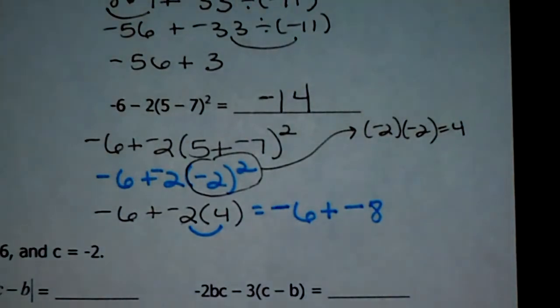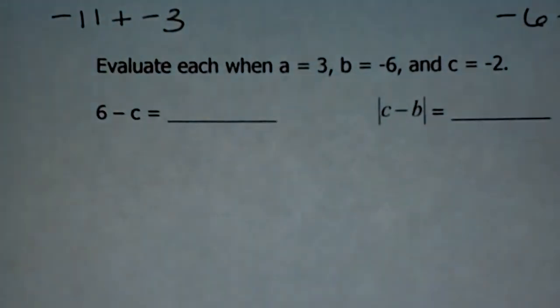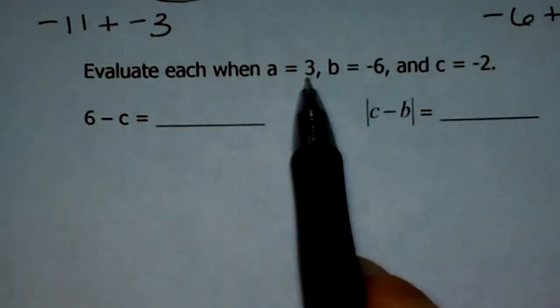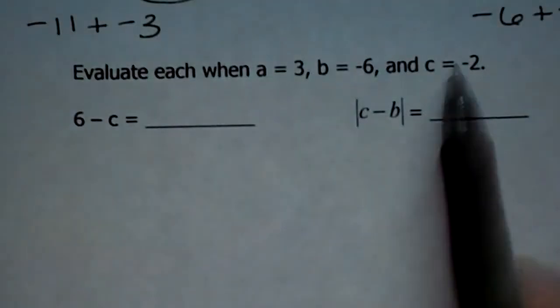Okay, now let's talk a little bit about substitution. Hopefully these will go a little bit quicker. We'll see. I know sometimes I'm kind of long-winded. So I ask you to evaluate each one. A is 3, B is negative 6, and C is negative 2. That means you're going to replace the letters with those numbers wherever you see them.